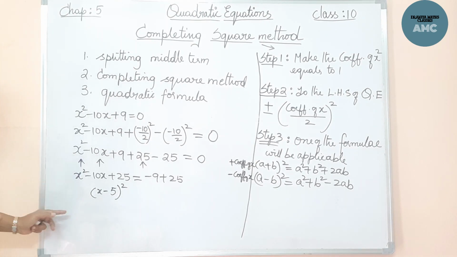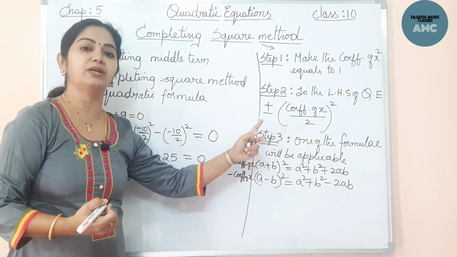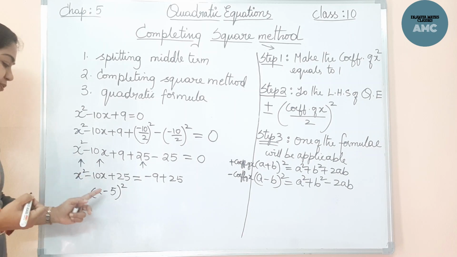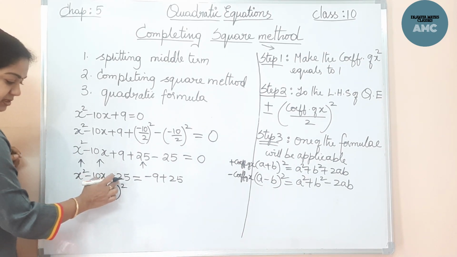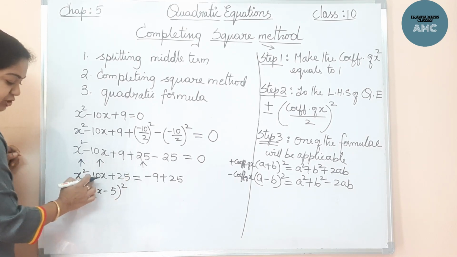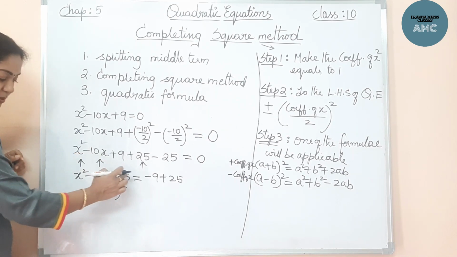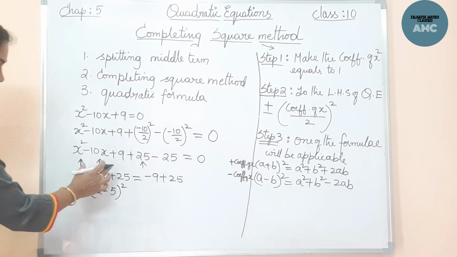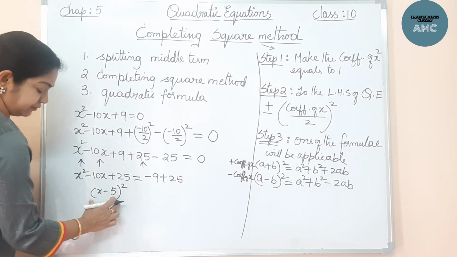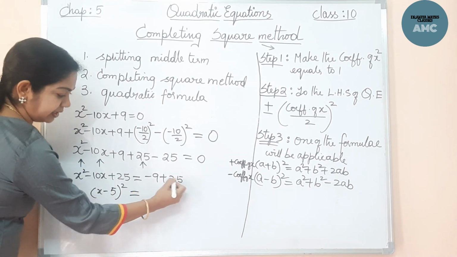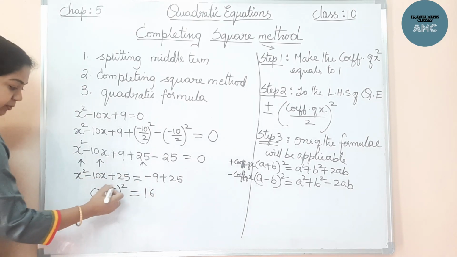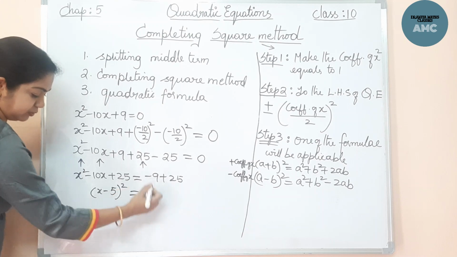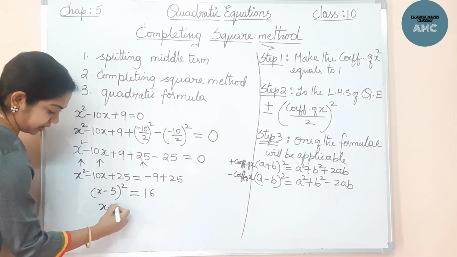That means the third step is that one of the formulas will be applicable. If it is plus, you take x plus 5. Here, if you expand this, x square plus 5 square, b square is 5 square, 25, 2ab, 2 into a into b, that comes to minus 10x. So simply this formula will be applicable. Here 25 minus 9 is plus 16. Okay, we got it.